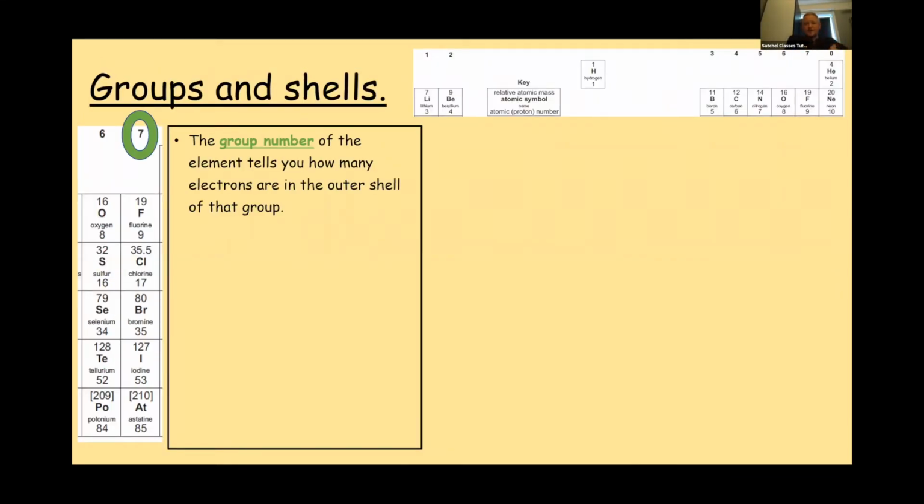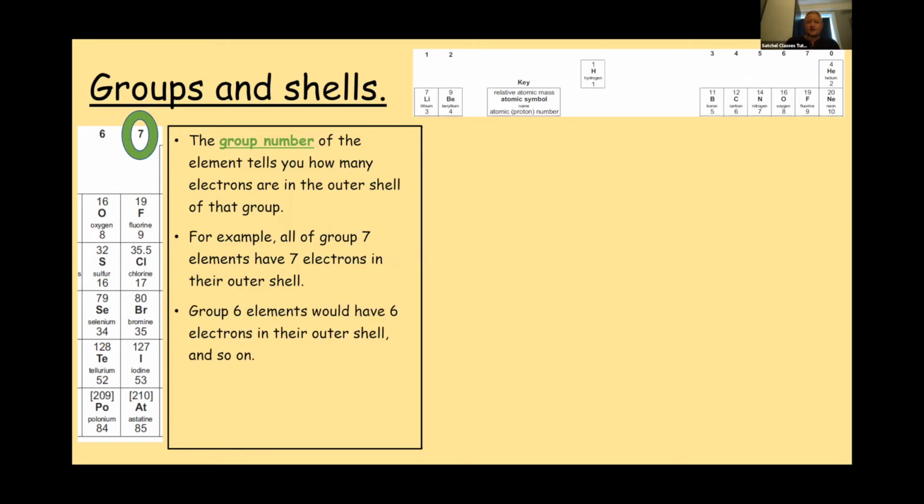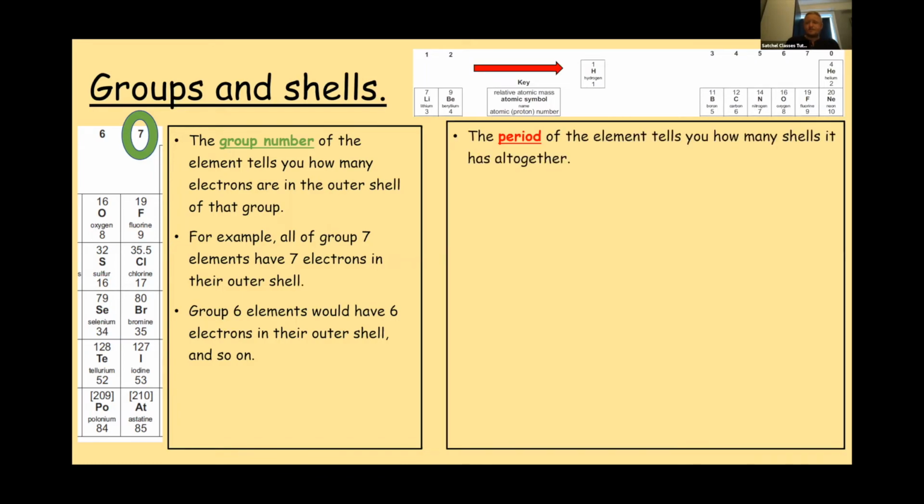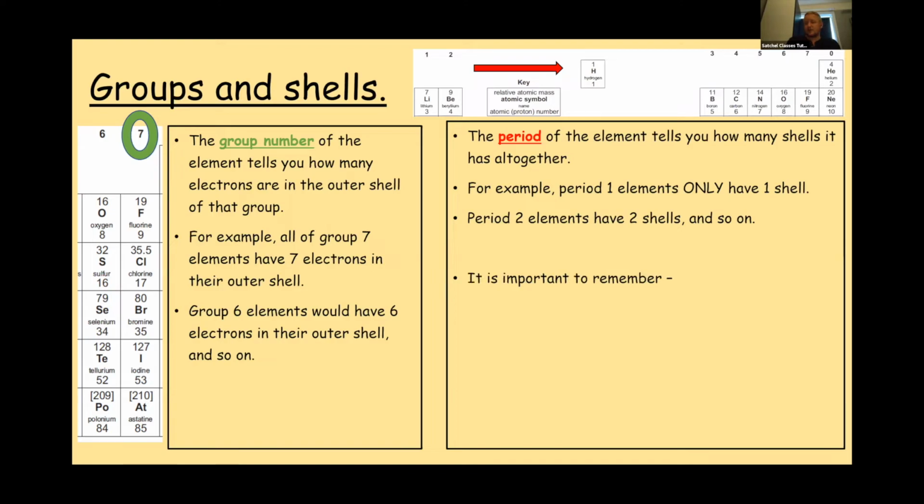The group number of the element tells you how many electrons there are in the outer shell of that group. For example, all of group 7 elements have 7 electrons in their outer shell. Group 6 then would have 6 in their outer shell, and so on. The period of the element tells you how many shells it has altogether. For example, period 1 elements only have 1 shell. Period 2 have 2 shells, and so on.